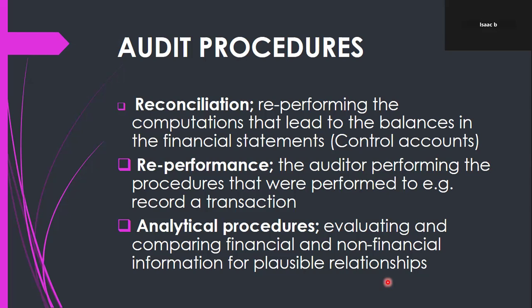Then reperformance, the auditor performing procedures that were performed by the employee of the company. For example, bank reconciliation. So bank reconciliation is performed on a monthly basis. Then the auditor gets 1 month or 2 months of bank reconciliation statements. We get the bank statement from the bank, then we perform that particular bank reconciliation. Then probably we might be able to detect and observe some errors or misstatements.